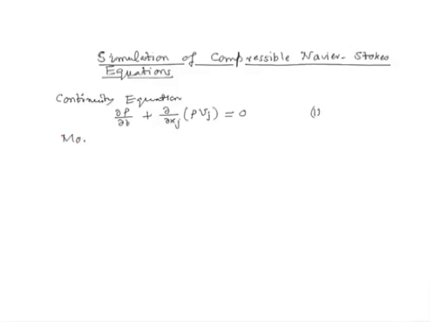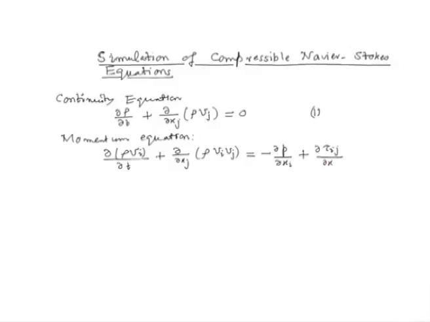Our momentum equation: del of rho vi over del t plus del over del xj of rho vi vj is equal to minus del p over del xi plus del tau ij over del xj, and suppose we ignore the source term or body force term, which could be combined with the pressure if you want to, or let's neglect it for the time being.